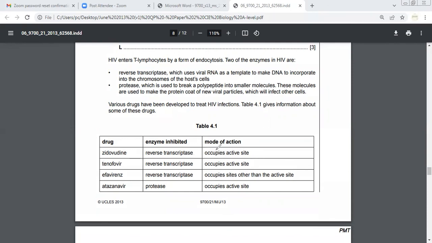Occupies active site. अच्छा, इसका mode of action जो है वो active site पे फिर जाके attach हो जाती है, जहाँ से ये reverse transcriptase synthesize हो सकता है. अच्छा, tenofovir reverse transcriptase same occupies the active site. फिर Efavirenz reverse transcriptase occupies sites other than the active site. ठीक है, दूसरी sites के ऊपर जाके attach करती है other than active site. Ataxanthin protease, इसके protease की synthesis जो है उसको inhibit करती है और enzyme synthesis जो होती है और उसके बाद it occupies the exactly active sites.